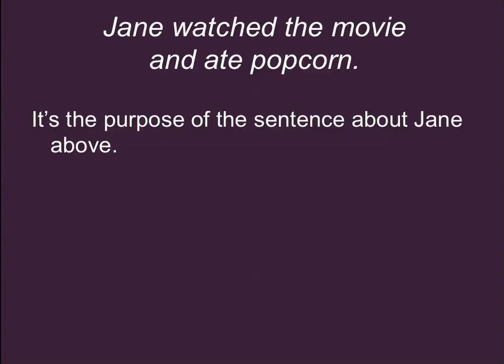The next question. It's the purpose of the sentence about Jane above. So now we're back to purpose choices, which remember are declarative, interrogative, imperative, or exclamatory. This thing about Jane is just a simple statement, so it's clearly declarative.